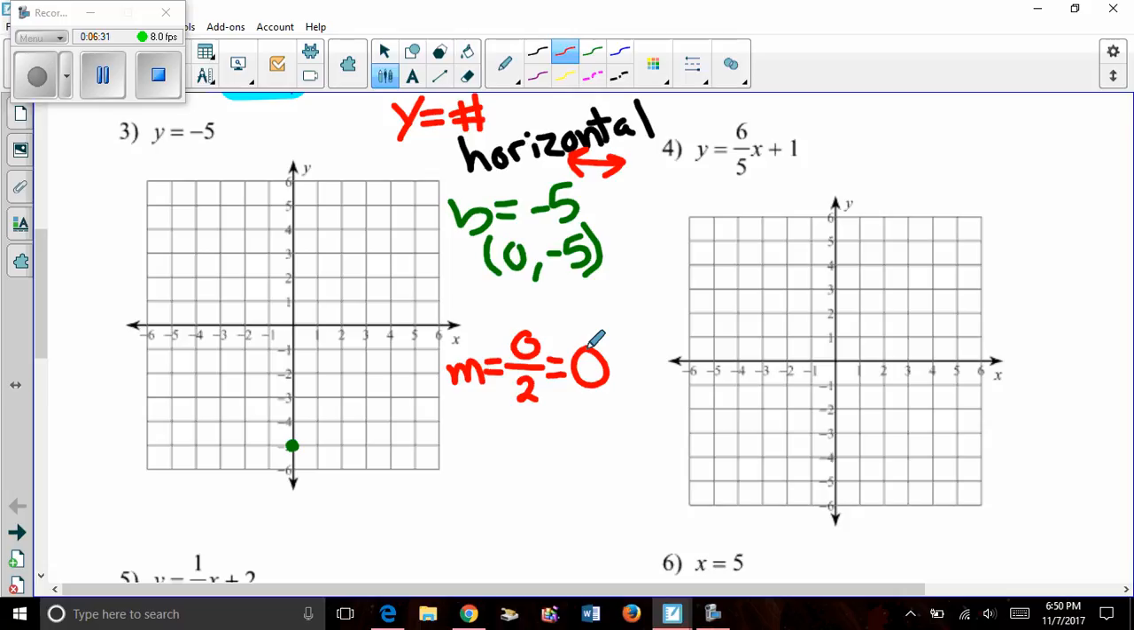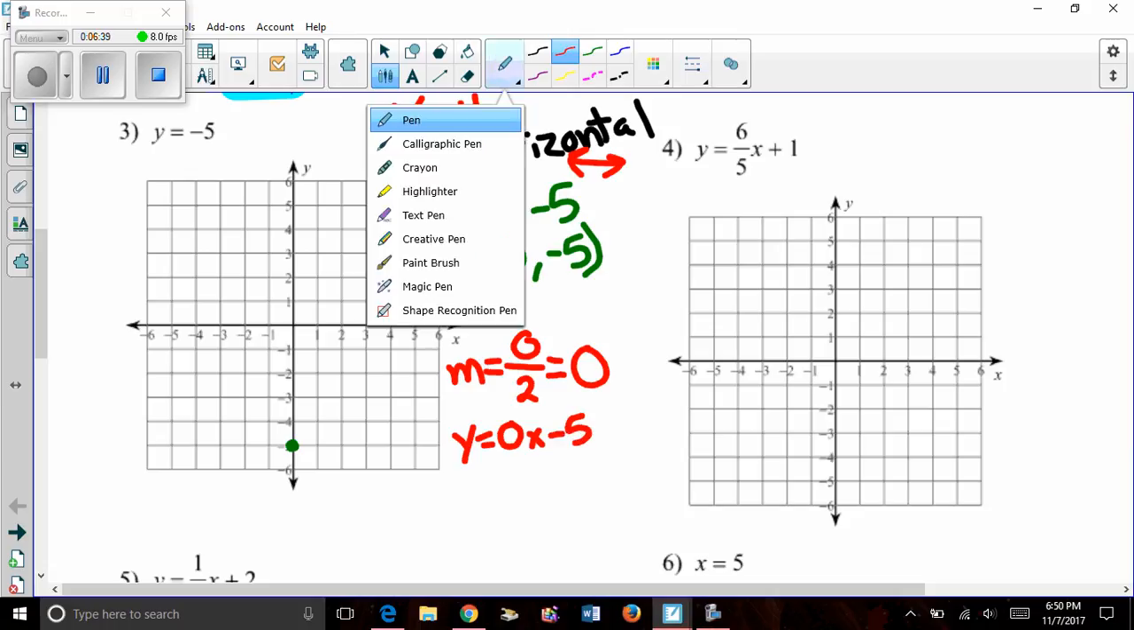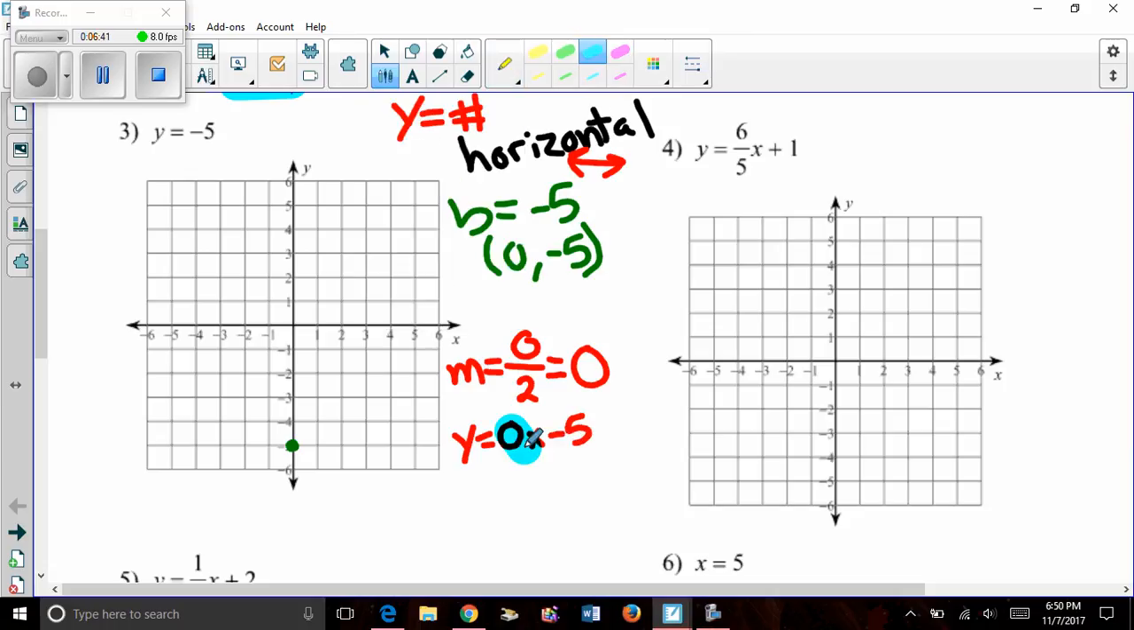So when I plugged it into the equation, y equals 0x minus 5, I want you to note what happens when you do 0 times x. In the end, it would be just 0, takes it away. Anything times 0 is 0, it's gone. Y equals -5, the equation we're starting with.